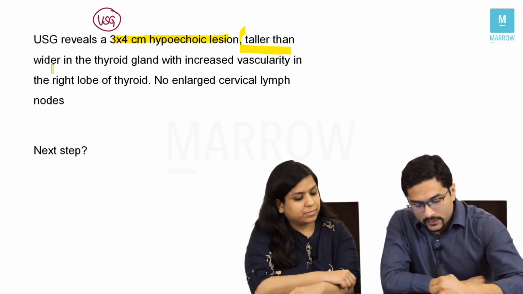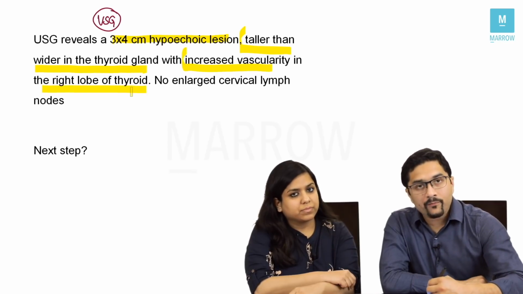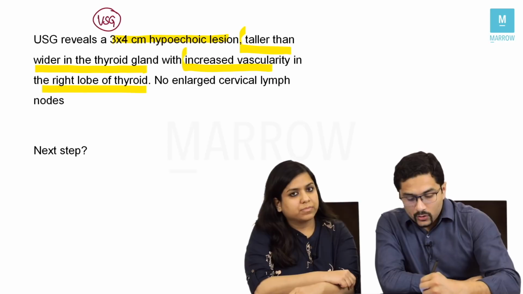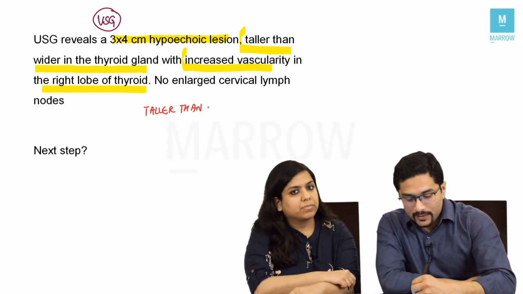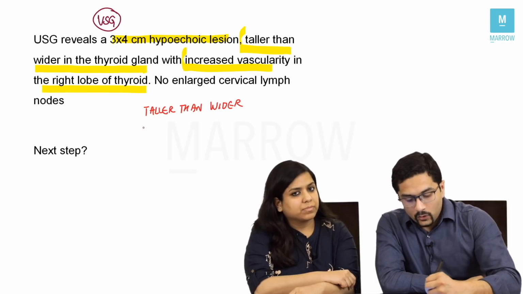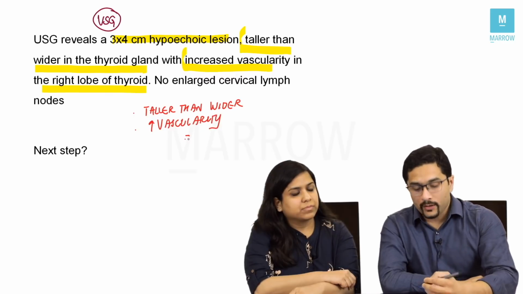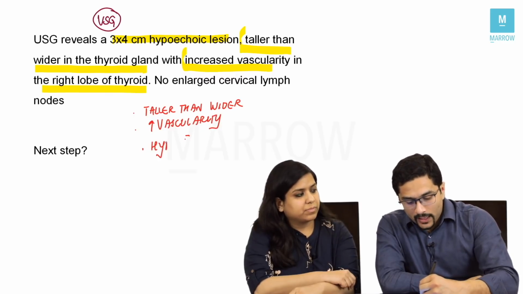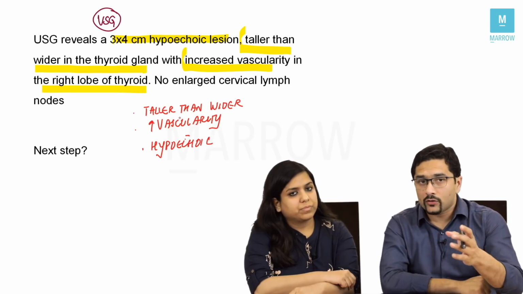This is of importance: taller than wider, and there is increased vascularity in the gland as well. No enlarged lymph nodes. You know, when the lesion is taller than wider, it is suggestive of a malignancy, and also increased vascularity is a sign which is seen in malignant lesions of thyroid. Also, the lesion is going to be hypoechoic. So these are the features which are suggestive of a malignant lesion on ultrasound.